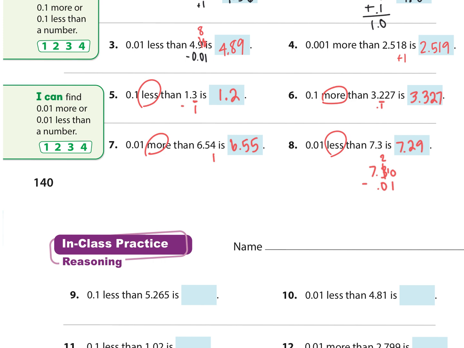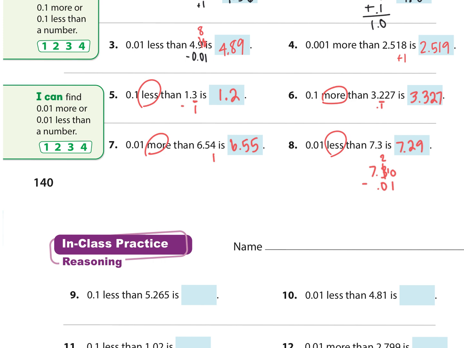And on the last one, this is where you have to do a little bit of rethinking because you have to do some borrowing and regrouping. Number 8 says 100th less than 7 and 3/10. Well, if I plug in a 0, the hero there, I can see that I need to borrow from the tenths column. I'm going to pull that out so that I'm left with 2 tenths, and I can have 10 hundredths. Now I can take away 100th from 10. That leaves me with 7 and 29 hundredths.